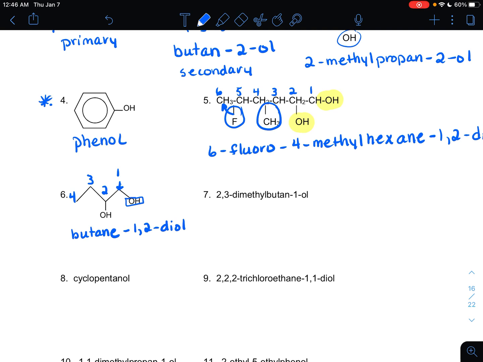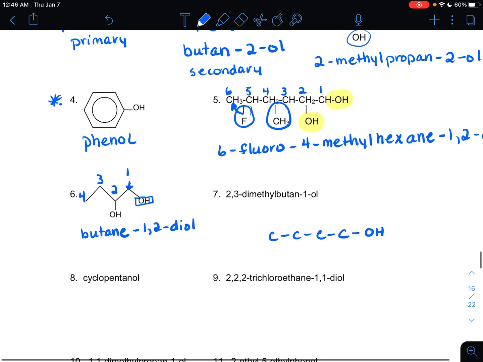All right. 7, going the other way. 2,3-dimethyl, butane, 1-ol. So 4 carbons. I've got basically an alcohol group. I like to write it on the right here because otherwise I have to write the OH opposite. So I tend to write it on the right-hand side of the molecule. So that means that I've got a methyl group here and a methyl group here. And then the rest of these are hydrogens.